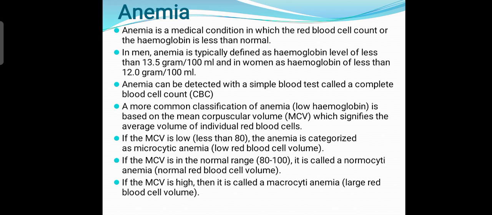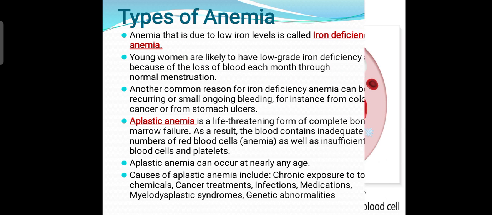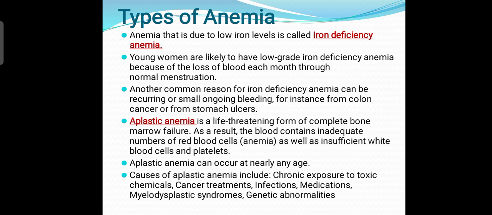So based on MCV level, anemia can be categorized into different types, particularly normocytic anemia, microcytic anemia, macrocytic anemia, etc. So this picture shows the difference between a normal person and an anemic person. So RBC level will be comparatively low when compared to a normal person. So types of anemia. There are three different types of anemia.